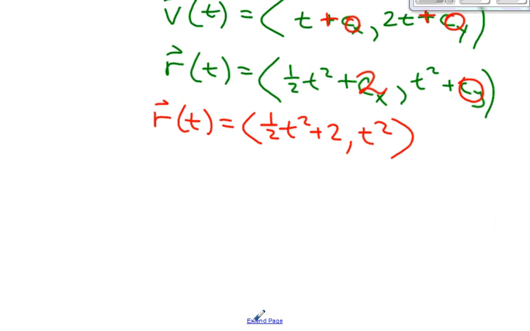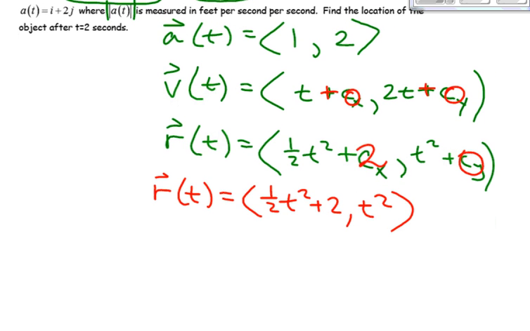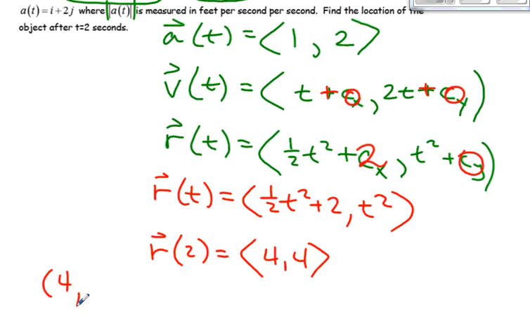So now if you want to find the location of the object after 2 seconds, then you would just calculate your vector after 2 seconds, and that would be actually 4, 4. So the position, we don't write that as a vector, is (4, 4). Okay? All right, so that's just a brief introduction to vectors, but if you know parametric equations, they're very similar, just kind of written in a different way.